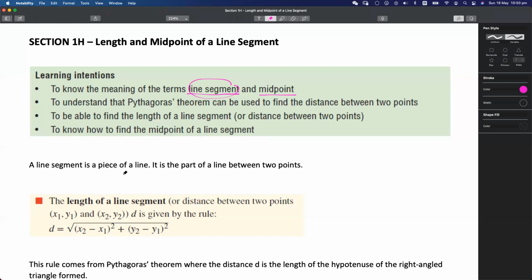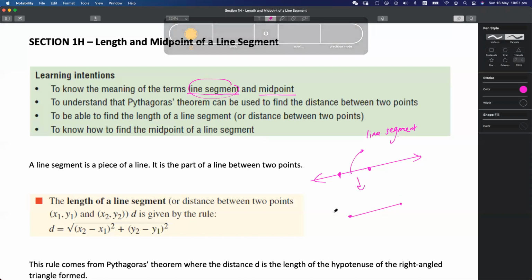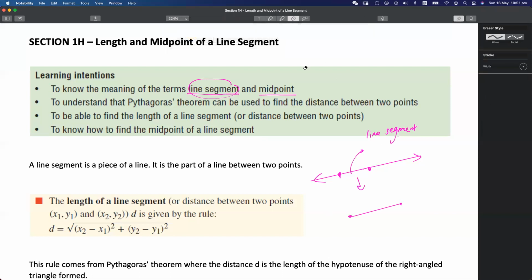A line segment is a piece of a line. It is the part of a line between 2 points. So we know if there's a line, it goes on forever in two different directions. But if you only take a look at one part of the line, this is called a line segment. It has been formed by two dots. If we take these two dots out, that's a line segment.